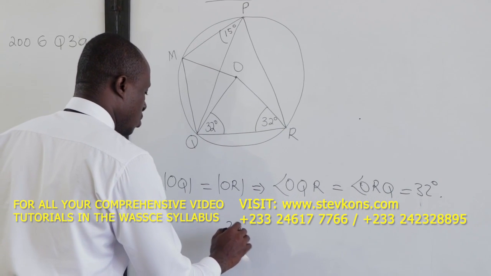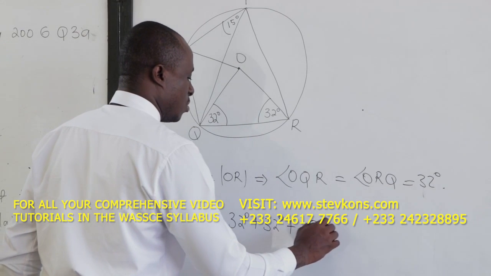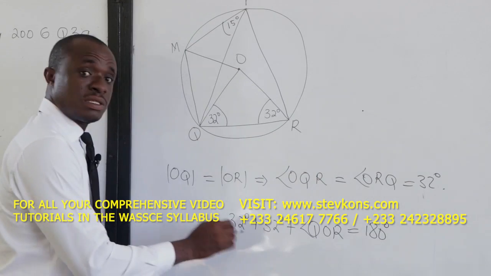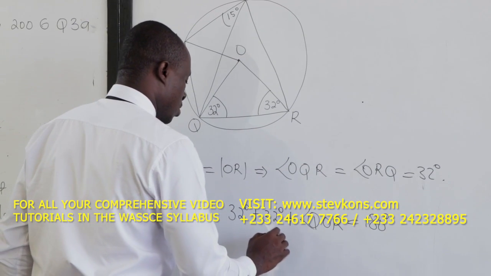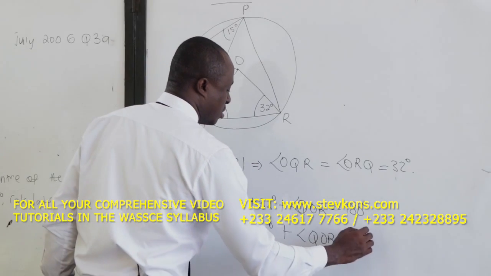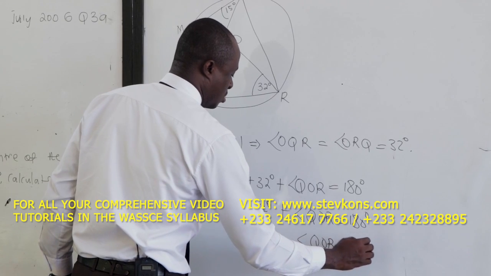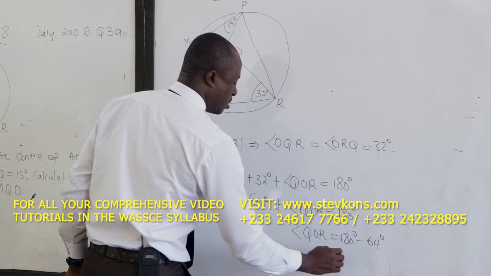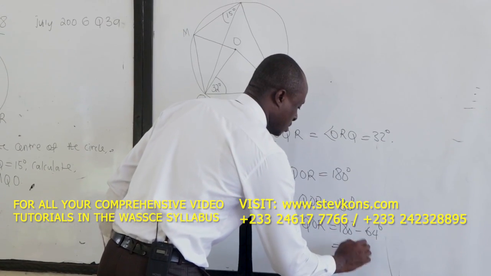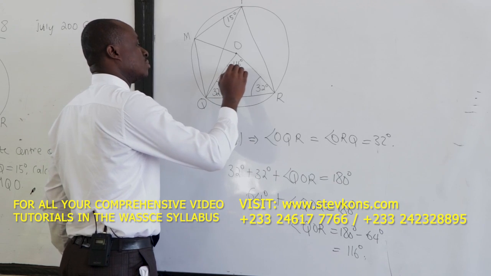180. So we can say 32 degrees plus 32 degrees plus QOR equal to 180 degrees. 32 plus 32, this is 64 degrees plus QOR equal to 180 degrees. QOR equal to 180 degrees minus 64 degrees. And 180 degrees minus 64, this is 116 degrees. So the angle here, that is 116 degrees.